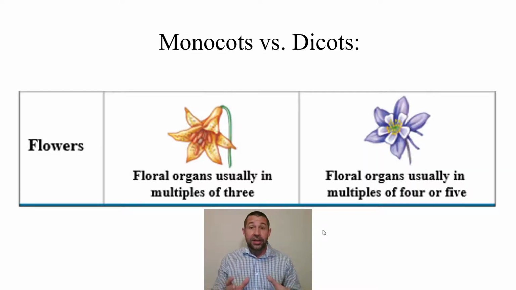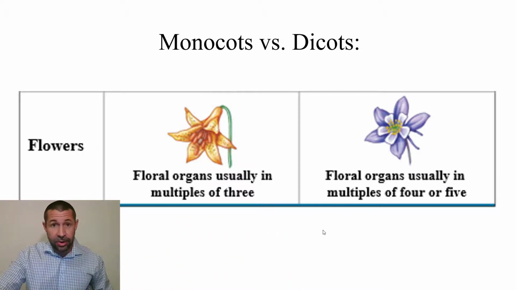And finally, the floral parts. On the left, the monocot is going to have floral parts in multiples of 3, whereas the dicot on the right is going to have flower parts in multiples of 4 or 5. And by flower parts, I'm talking about the stamen, the male parts, and then typically the lobes on the stigma, the top of the carpel, the female part.